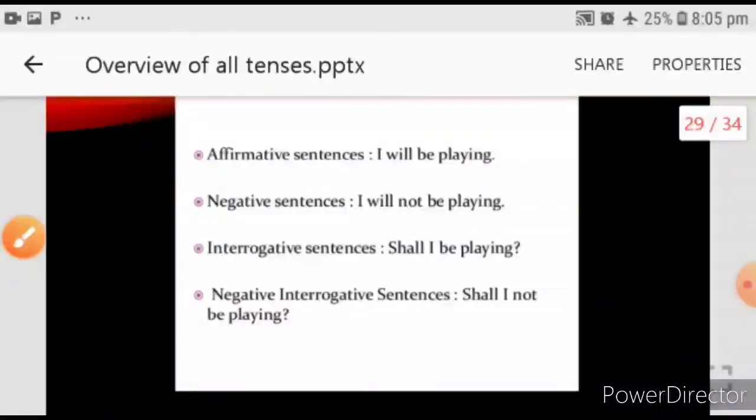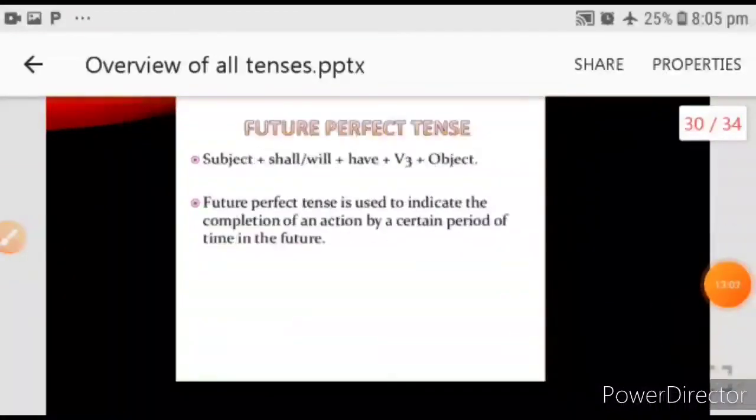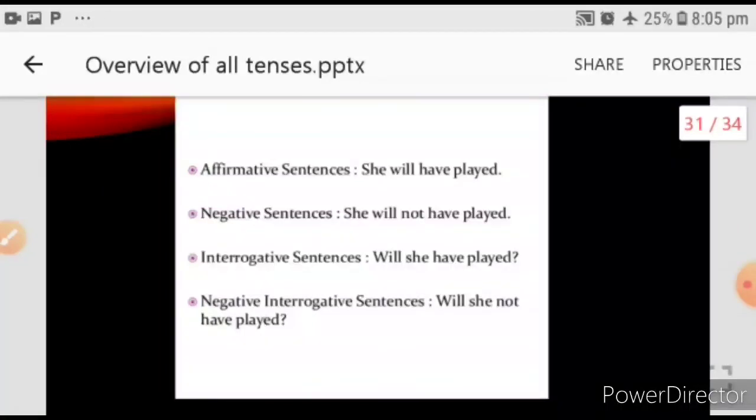Now here we are with the future perfect tense. In the future perfect tense, what do we have? We have shall have, will have plus third form of the verb. Because the speciality of the perfect tense is that you are going to use has, have, had, and you are going to use the third form of the verb. This is the basic speciality of perfect tense. And in future tense, again you are going to use shall and will with it, and it will become shall have and will have. Now for example, she will have played, she will not have played, etc.